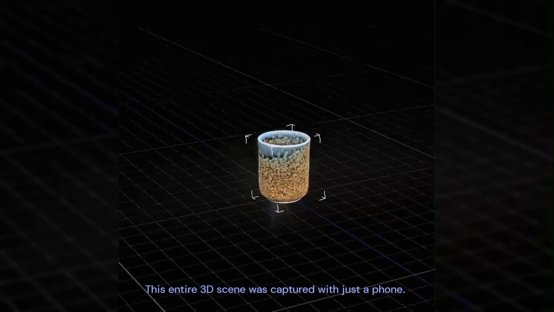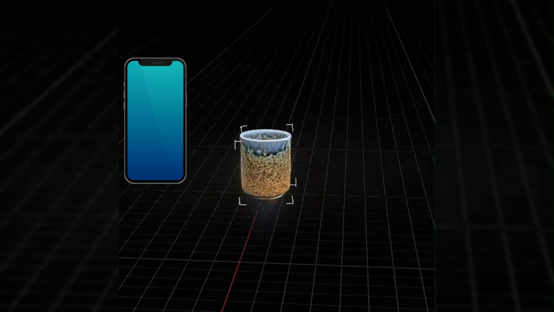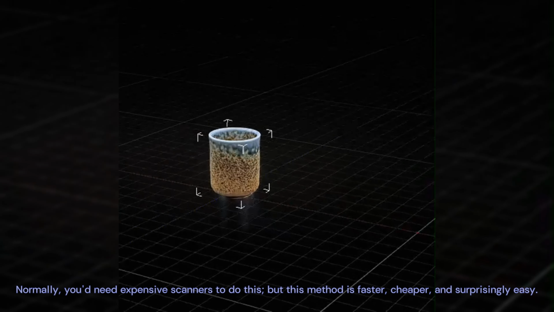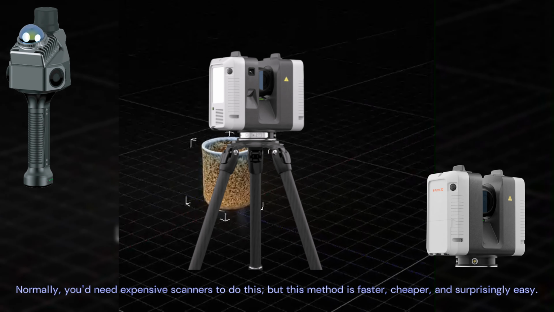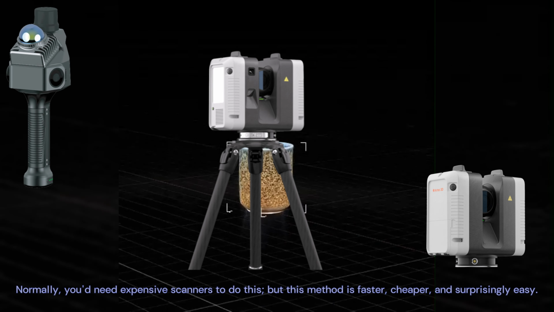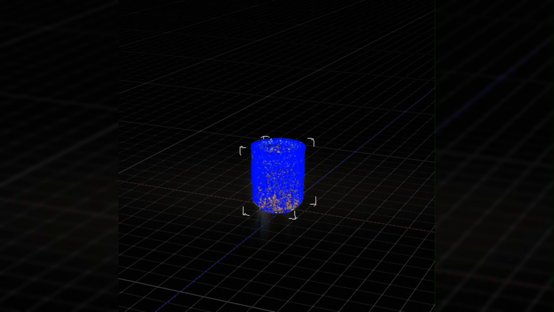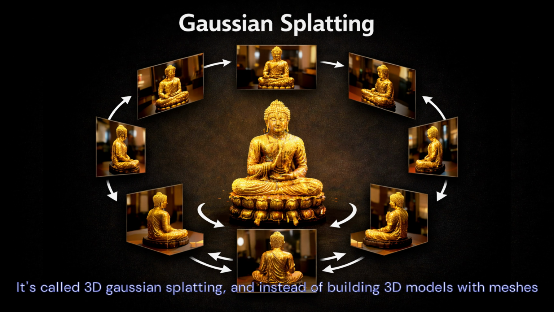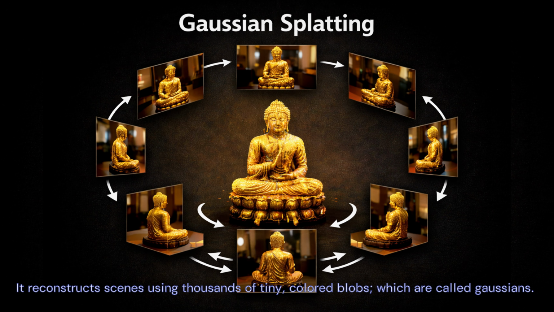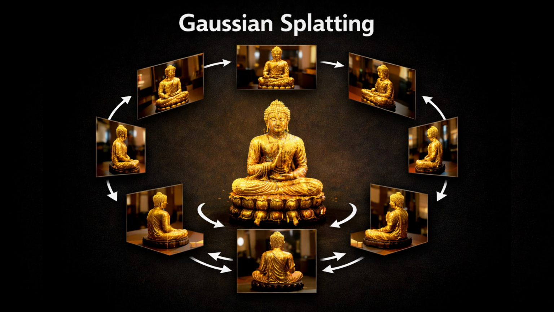This entire 3D scene was captured with just a phone. Normally, you'd need expensive scanners to do this, but this method is faster, cheaper, and surprisingly easy. It's called 3D gaussian splatting, and instead of building 3D models with meshes, it reconstructs scenes using thousands of tiny colored blobs, which are called gaussians.